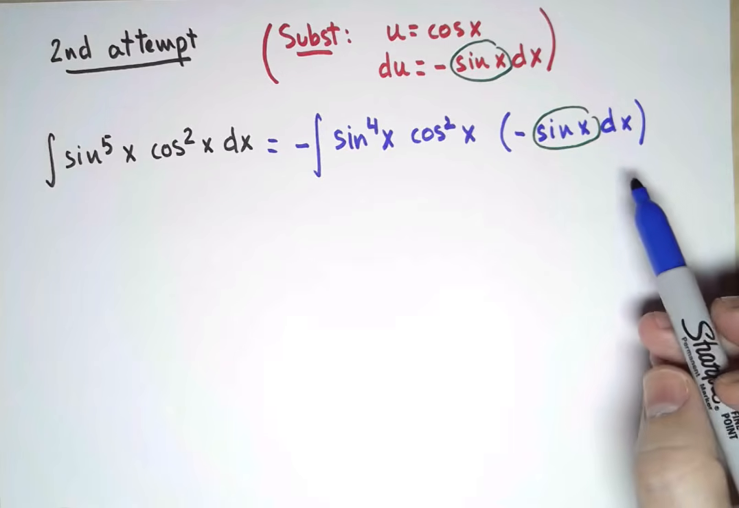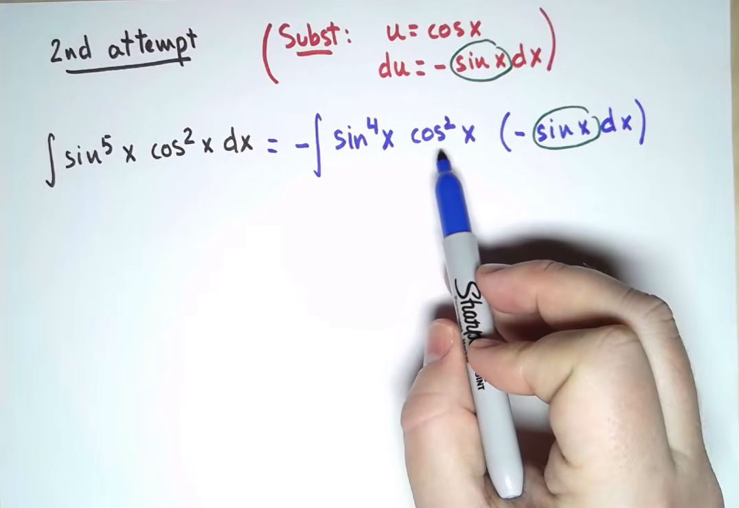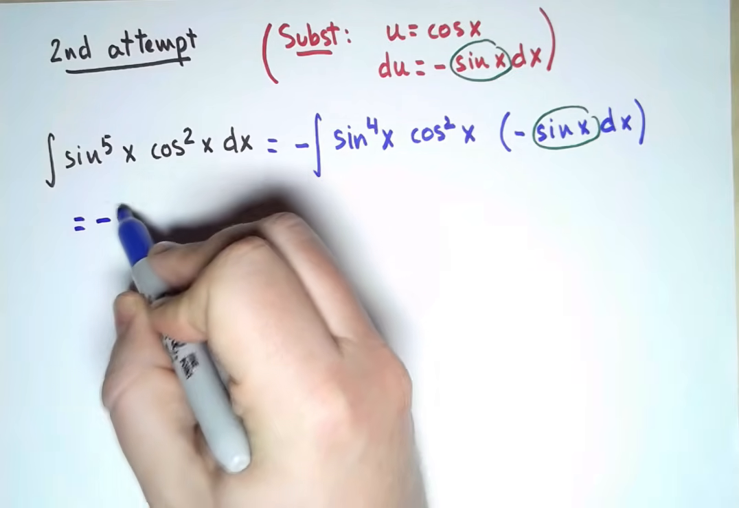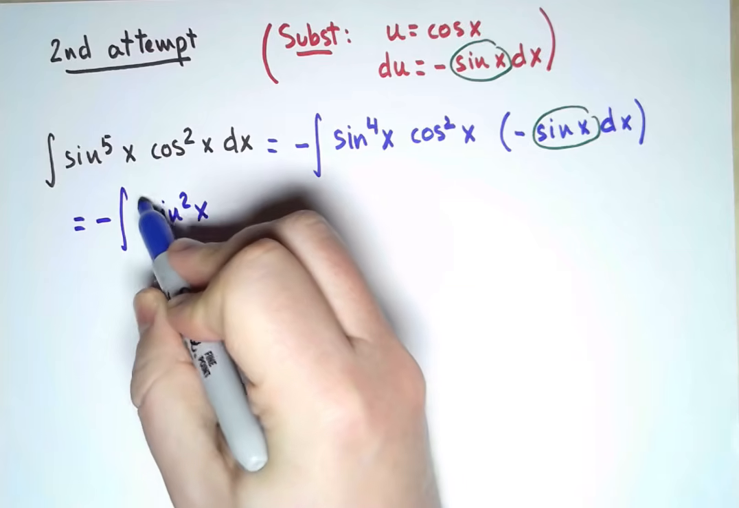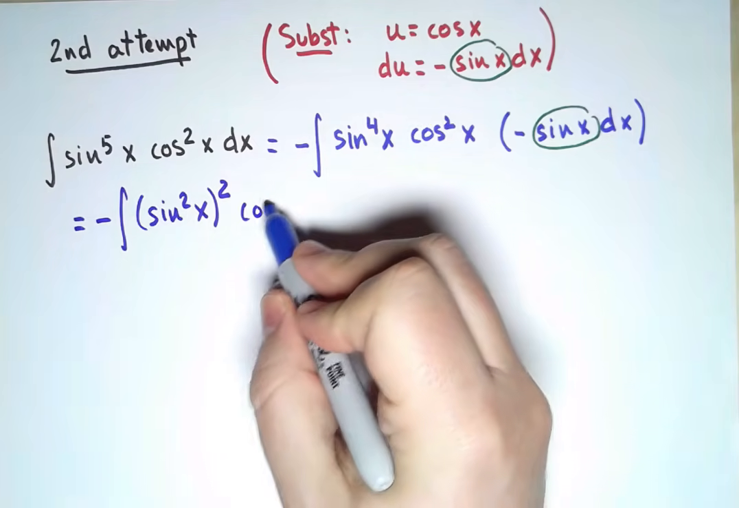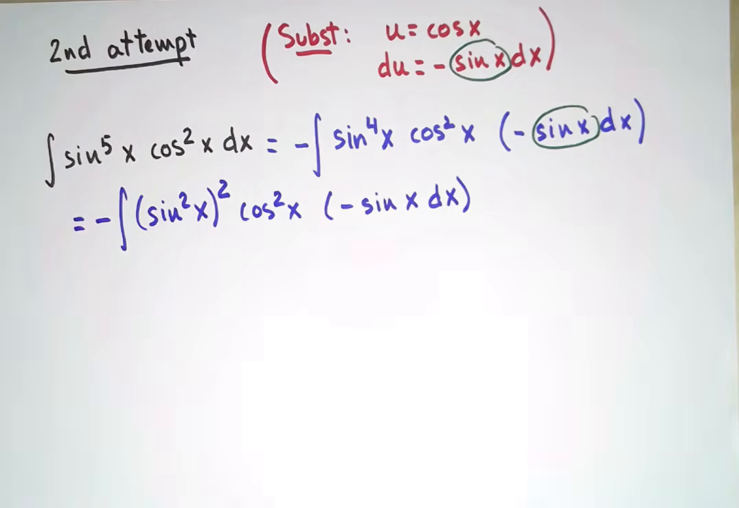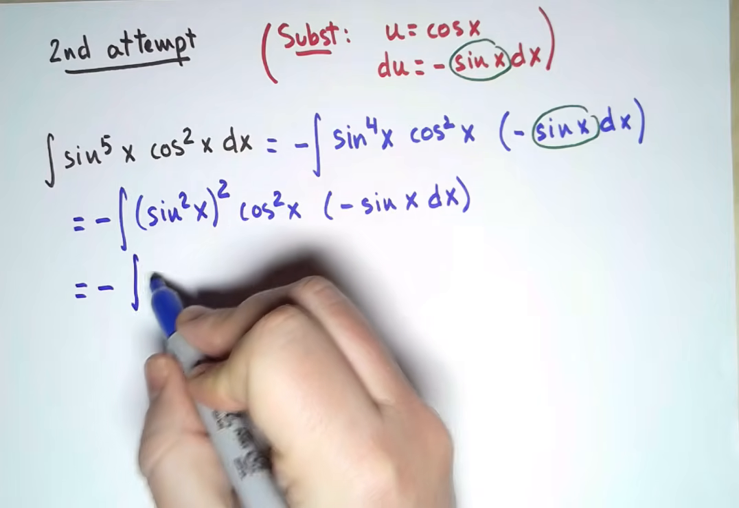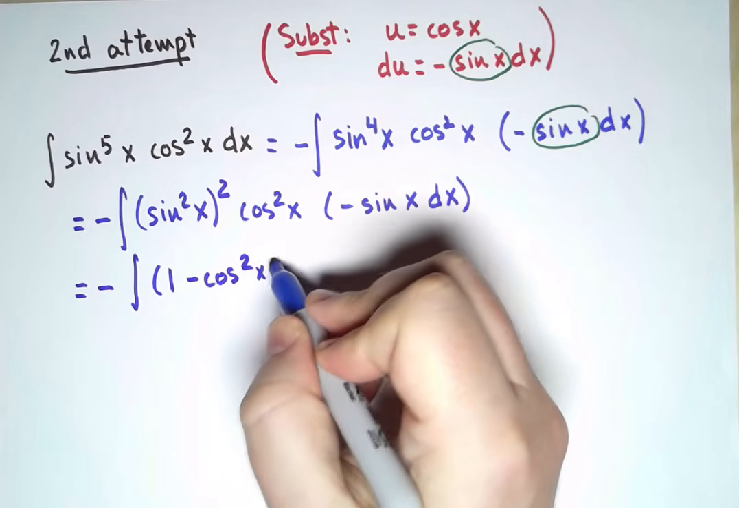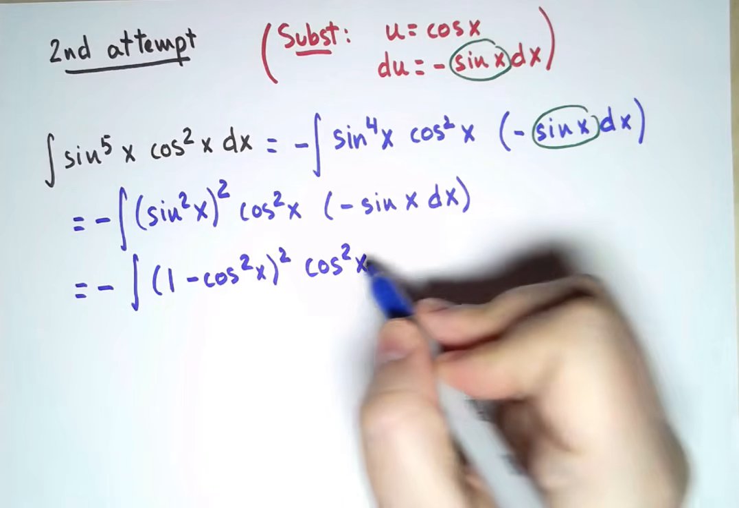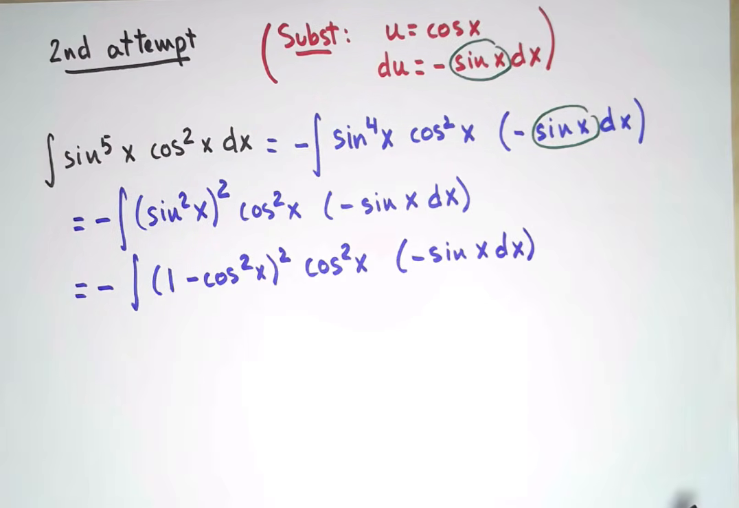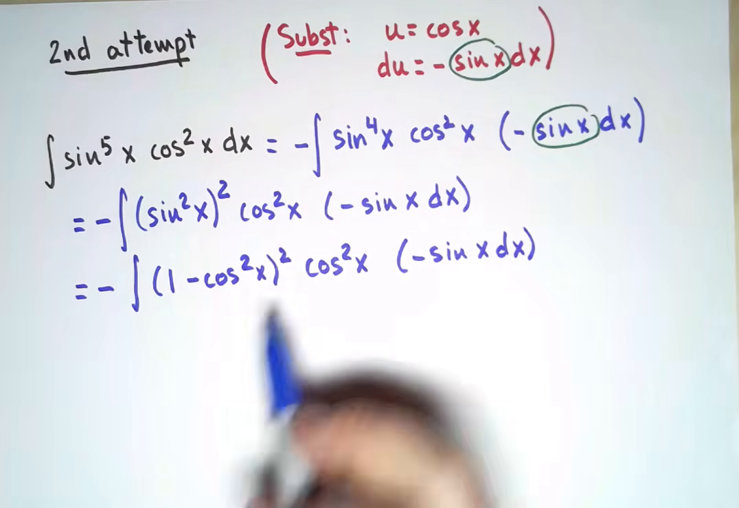And to complete the substitution, I now need to make all the remaining sines become cosines. Well, in this case it's easier than before. I now have sine to the fourth, and sine to the fourth can be written as sine squared squared. And now, using the main trig identity, I can rewrite sine squared as 1 minus cosine squared. And here I can substitute now, because everything except for what I need for the differential is in terms of cosine.